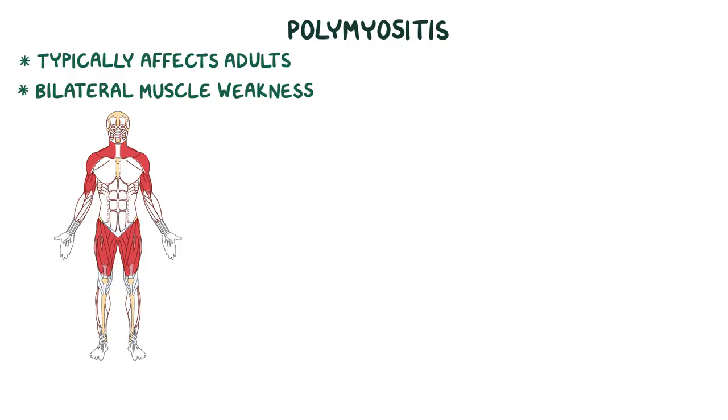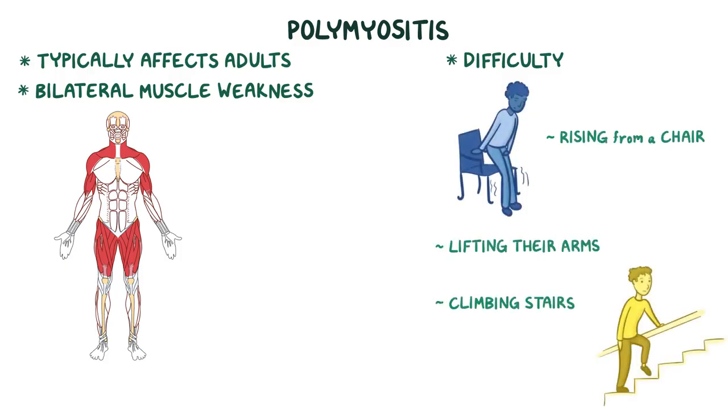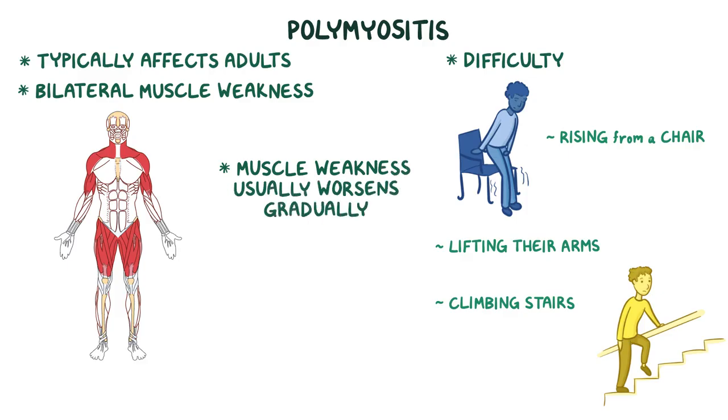Let's start off with polymyositis, which typically affects adults, and it's characterized by bilateral muscle weakness that mostly affects proximal, large muscle groups, like the shoulder or hips, and spares distal muscles like muscles in the hands. Individuals might have difficulty rising from a chair, lifting their arms, or climbing stairs. The muscle weakness usually worsens gradually over several months, and over time there can be muscle atrophy.